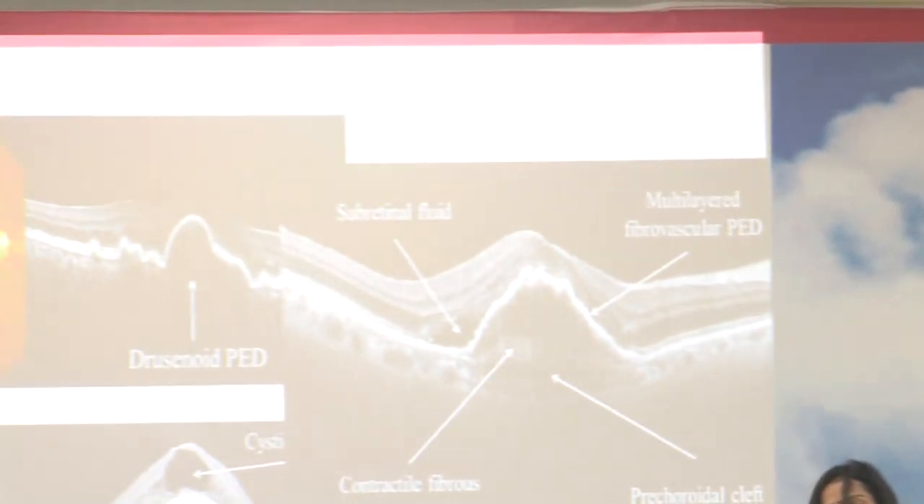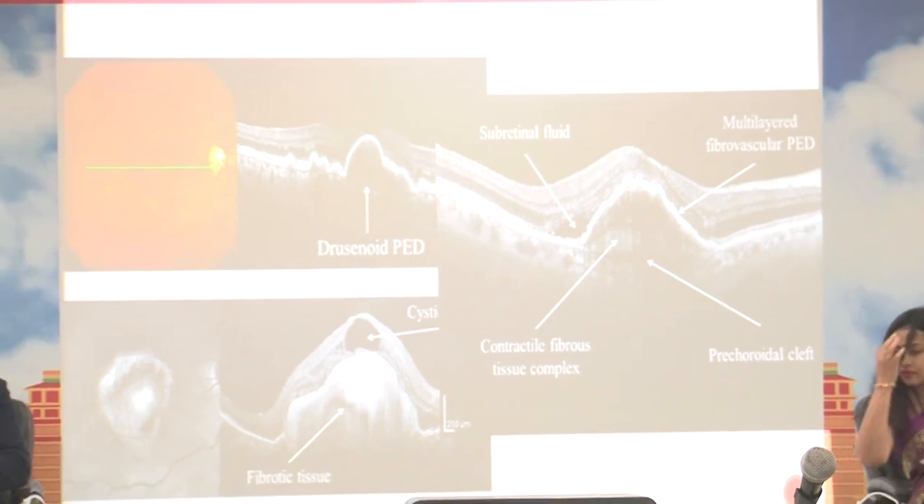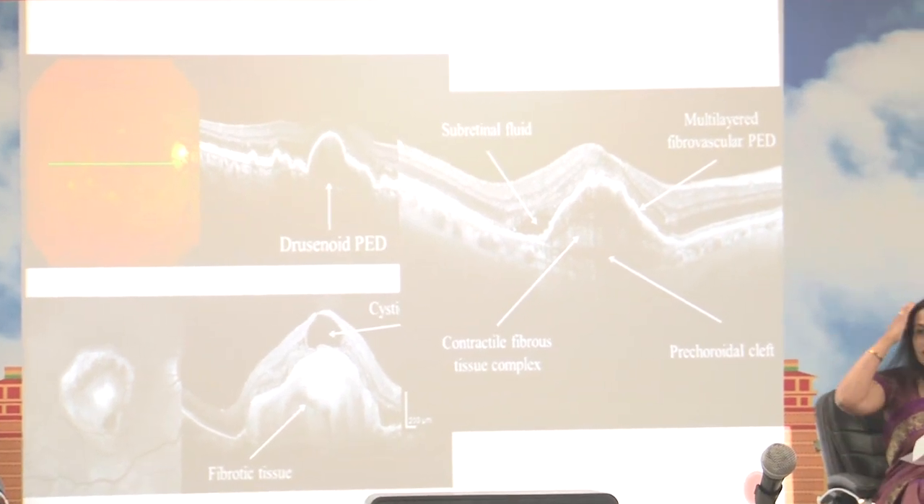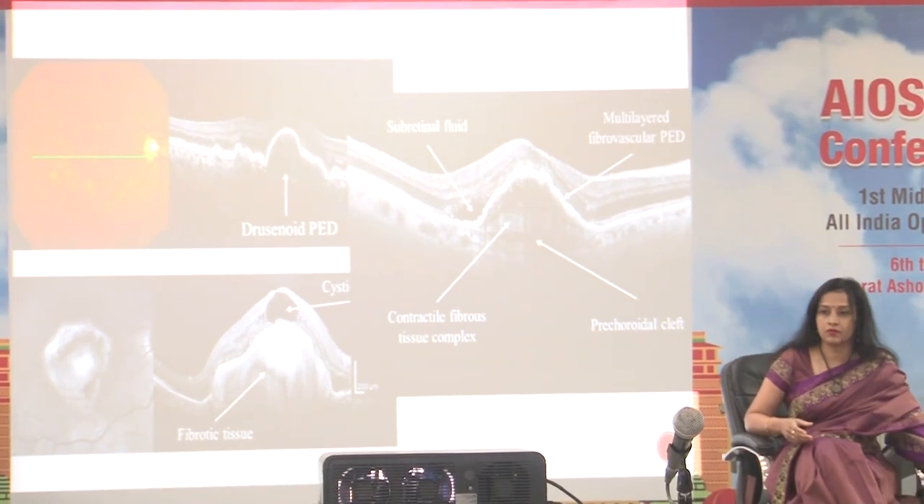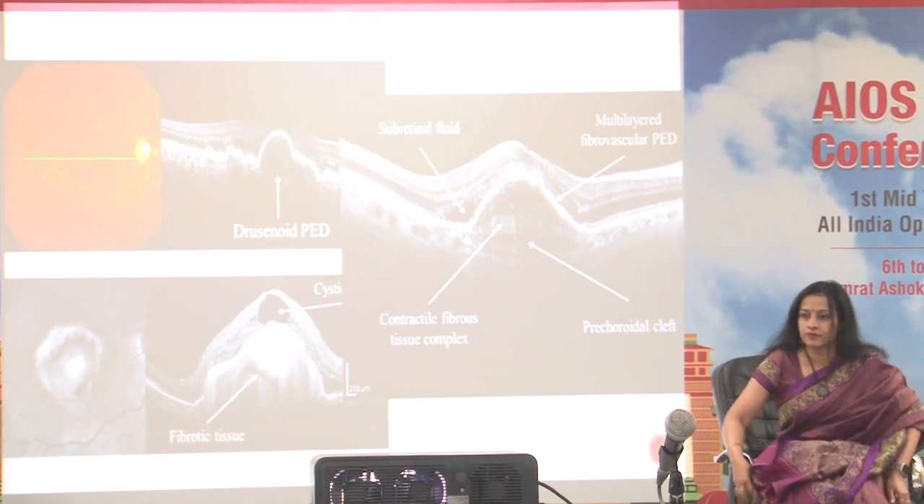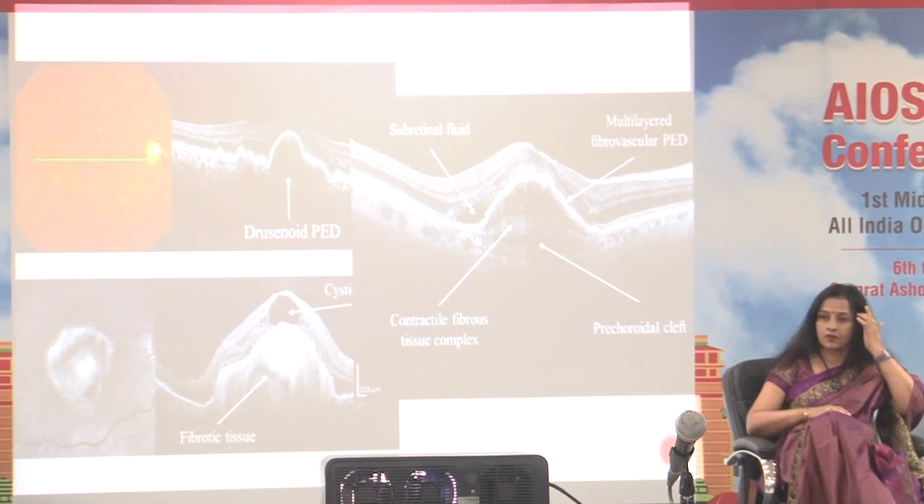So this is the spectrum of AMD which we see in our clinical setting. On the top, we see that there is presence of drusenoid PED, and at the extreme end, we have the presence of fibrous tissue. Somewhere in between, we have presence of fibrovascular PED, which is the hallmark of neovascular AMD, in which we have presence of subretinal fluid, which we can see in the form of a cleft here, and we have a fibrovascular PED. Among all these three, the main point of differentiation is the reflectivity pattern in the OCT, which makes the clinician judge about the disease process.